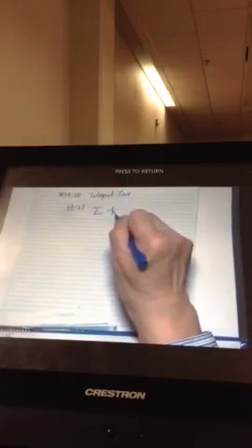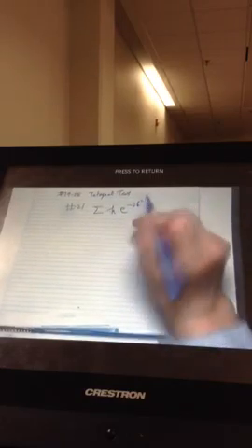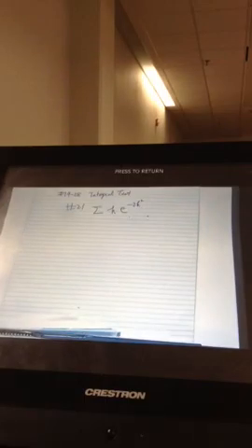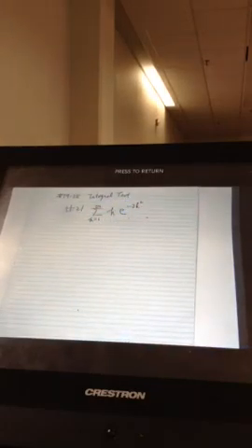Number 21 is what? Okay, this series is the sum of k e to the minus 2k squared, where k is from 1 to infinity. And they give us a hint that we use the integral test to do it.